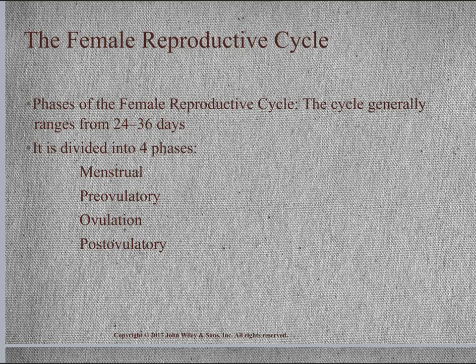We can break the female reproductive cycle into 4 basic phases. The cycle takes roughly 28 days. It can range from anywhere from 24 to 36 days depending on the female. Those 4 phases are the menstrual phase, pre-ovulatory phase, ovulation, and post-ovulatory.